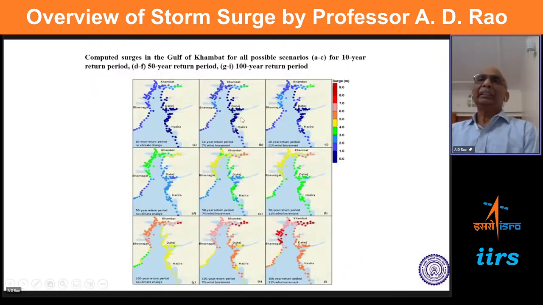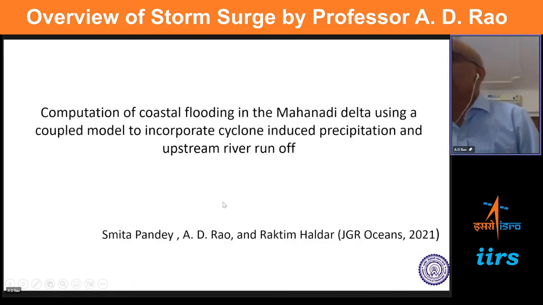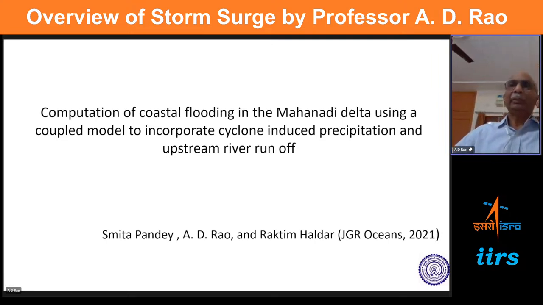So this is the Gulf of Khambat. Gulf of Khambat is also going to be a very serious issue in the global warming scenario. So you can see how dangerous it is in the worst scenario. I would like to spend the 15 minutes left for you.